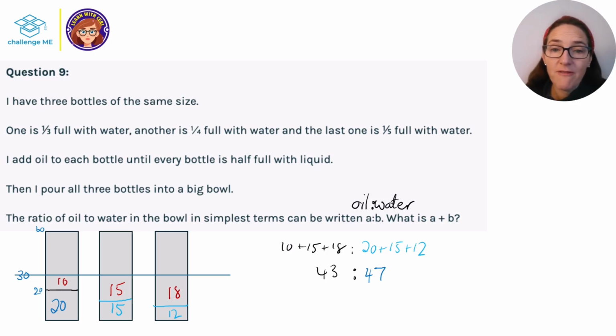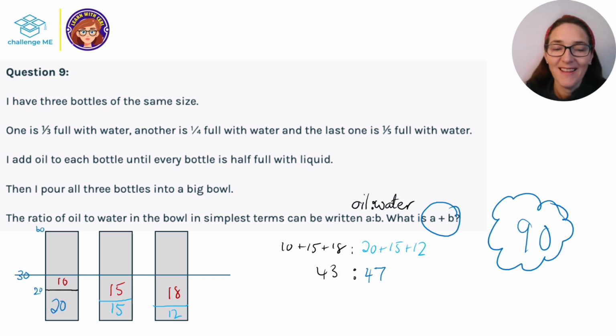And so our final solution has to be whatever those two numbers added together are. And I'm sure you can see that 43 plus 47 is 90. So if we add A plus B, we get 90. And that's our final answer. There you go, guys. A little picture does help every time, I think. On this kind of problem, anyway.